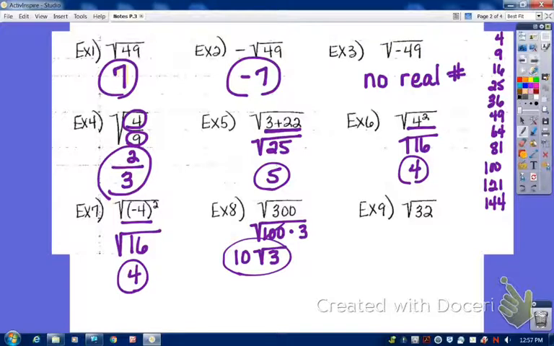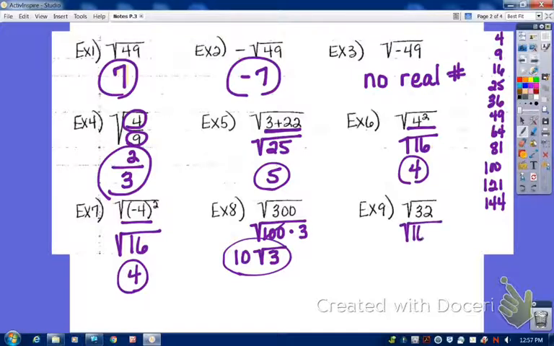Example 9, is 32 a perfect square? No, it's not. Will 144 go into it? No, those are all too big. So go all the way to 16. 4 will go into 32, but there's even a larger perfect square number that will go into it, which is 16. So you always want to try the largest one.